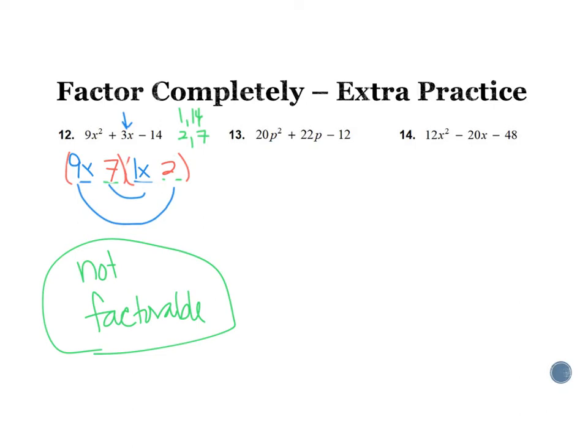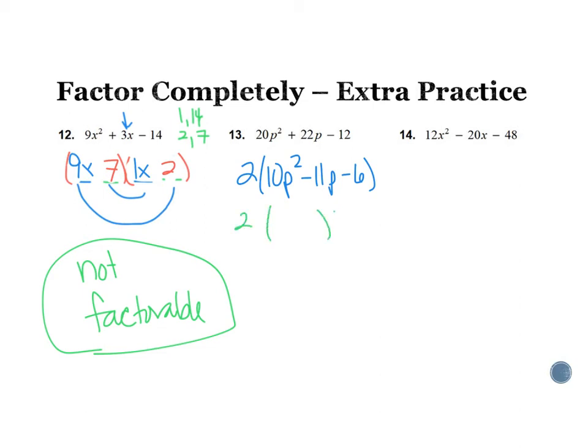All right, well, let's look at 13. And what should we always check for first? Greatest common factors. So notice that everything here has a 2 that goes into it. So we're going to factor out a 2, which is going to leave us with 10p squared minus 11p minus 6. And sometimes they're done right then, like there's not any more factoring you can do. But we are going to see if we can go further.